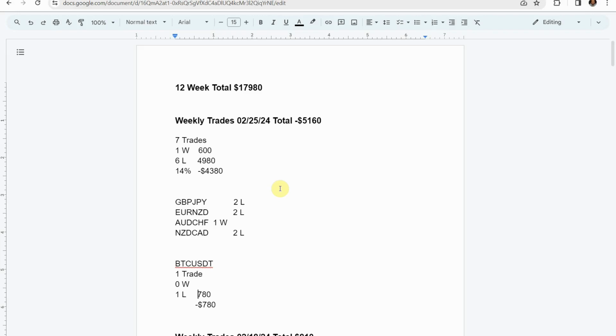And this is just the reality of trading. You're going to have some good weeks and some bad weeks. And this one was especially nasty. The market just was not cooperating with us.